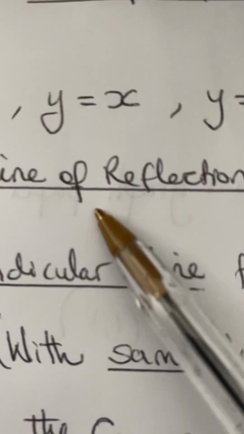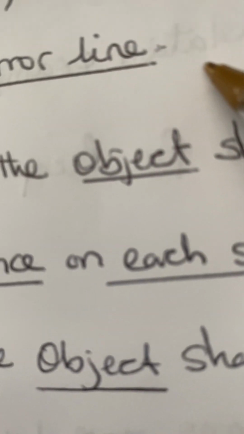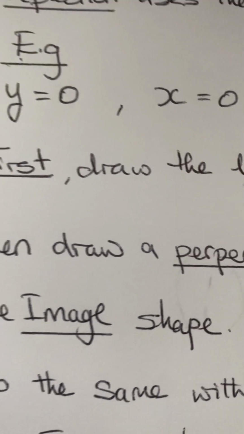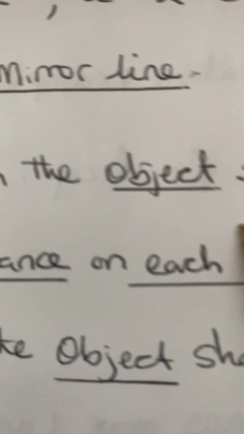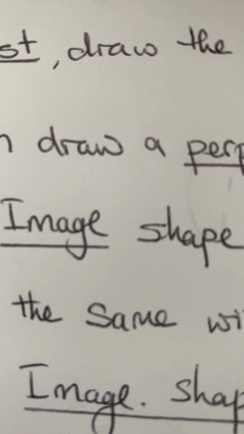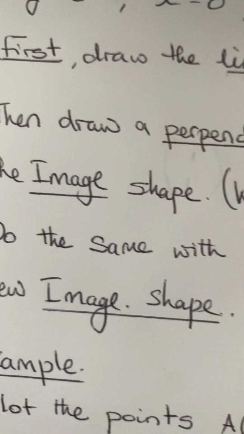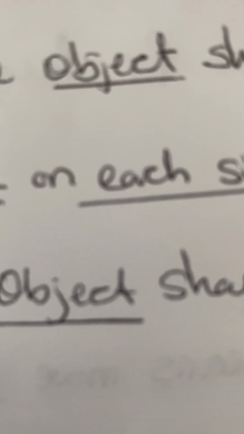First, you need to draw the line of reflection or the mirror line. Then draw a perpendicular line from the object or shape to create the image. I'll talk you through it. With the same distance on each side.